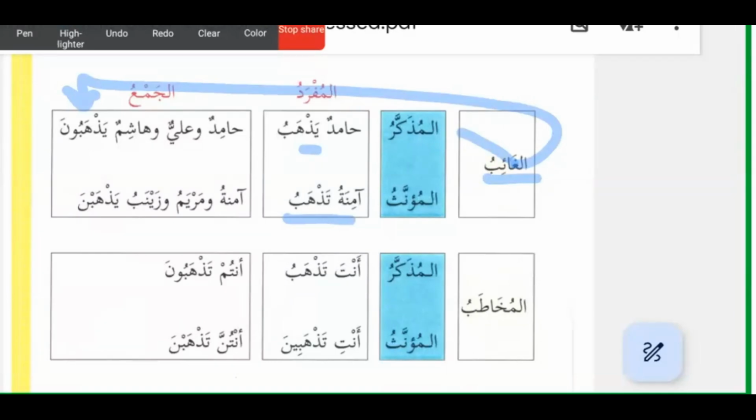Now we have here Aminatu wa Maryamu wa Zainabu yazhabna. Now yazhabuna is for the jama, for a plural. It's not a singular, it's for plural, but they are ghaib, they are third persons. As if I'm talking with you, if you will ask me, Aina Aminatu wa Maryamu wa Zainab, aina hunna, where are they? So I will say, Aminatu wa Maryamu wa Zainabu yazhabna.